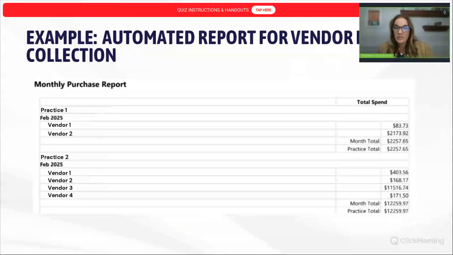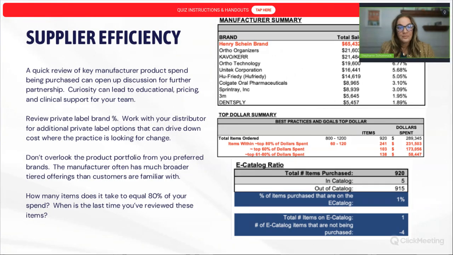You can automate these reports for specific vendors if you're trying to hit certain pricing tiers with manufacturers easily in software, and you can also run the reports from your general ledger. I'm going to skip over this slide just because it's detailed and I know we've spoken a lot about it.